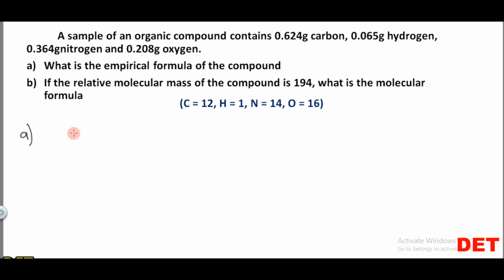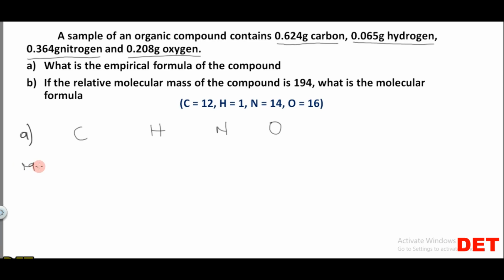All right. So what are the elements that are present in this compound? We have 0.624 gram carbon, we have 0.065 gram hydrogen, we have 0.364 gram nitrogen, and 0.208 gram oxygen. All right. So we have carbon, hydrogen, nitrogen, and oxygen. These are the four elements that are present in this compound.